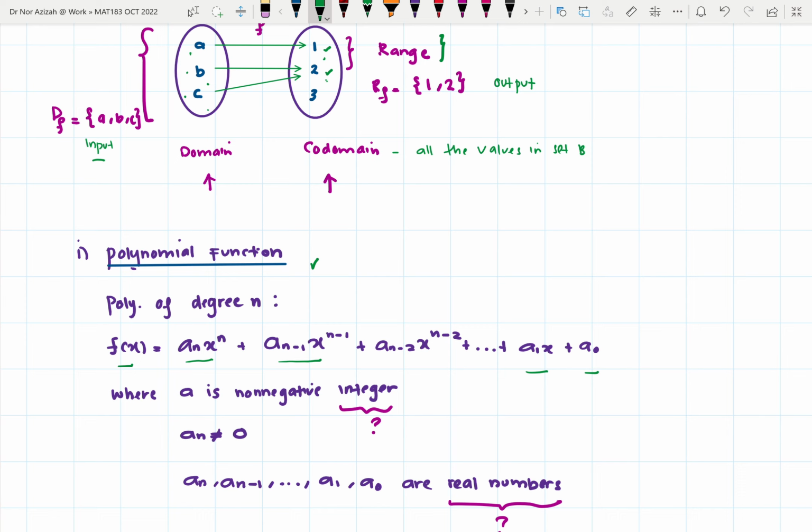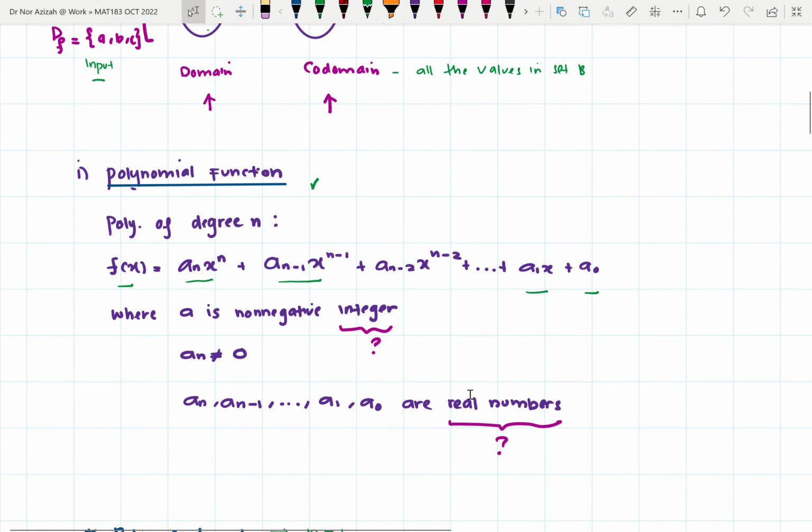Okay, class, do you know what is the definition for integer? Okay, and then here a_n not equals 0, a_n not equals 0, and all the coefficients of variable x are real numbers. What is a real number?